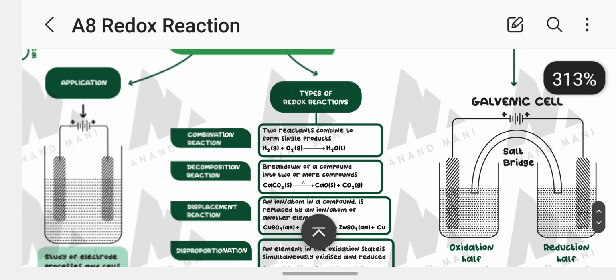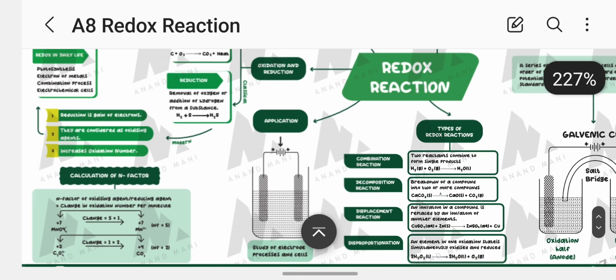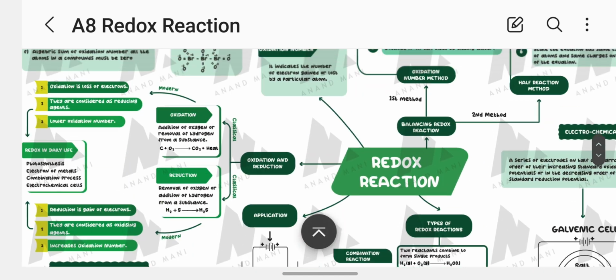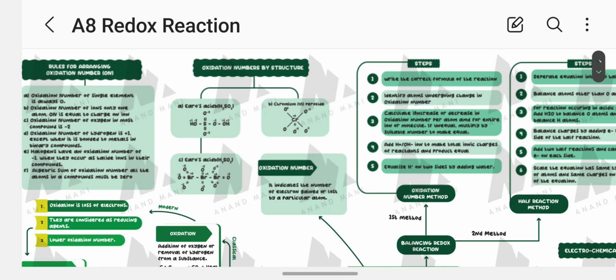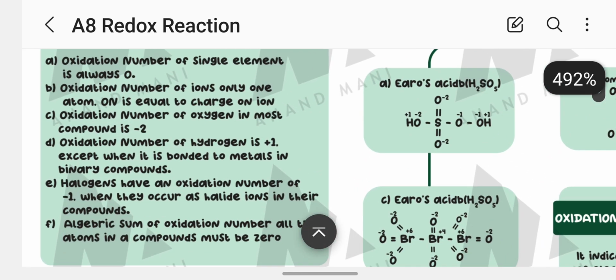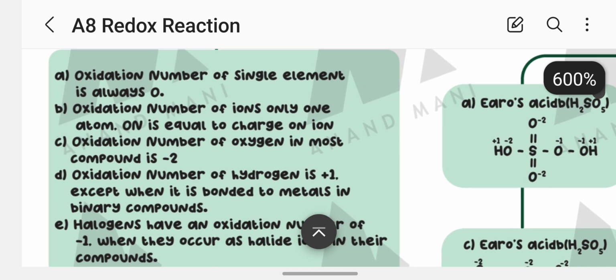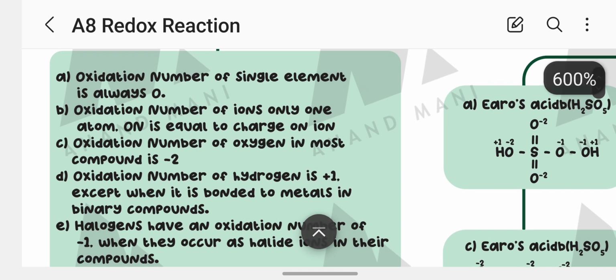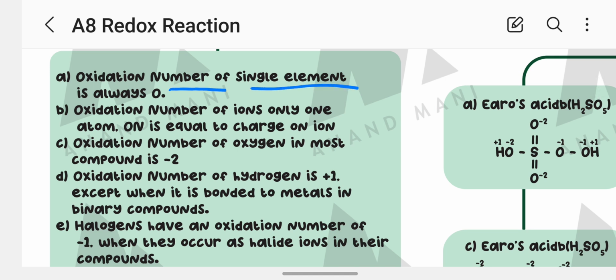Then what is remaining, you can see in here: calculation of n factor, and rules for arranging oxidation number. So let us do this one. That is the simplest kind of topic in here. So oxidation number of a single element is always 0.